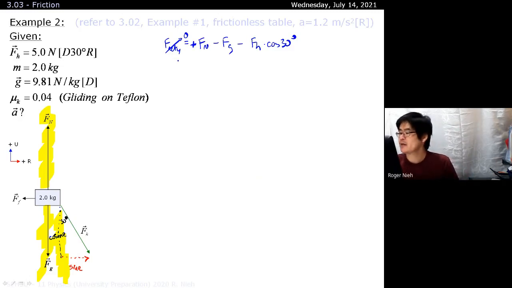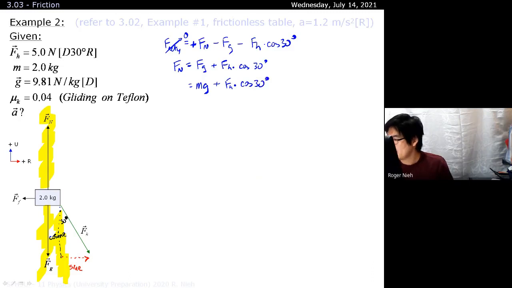Now we need to isolate for our normal force. Normal force is equal to all the terms brought over to the other side. So it's equal to Fg plus Fh times the cosine of 30 degrees. Fg is equal to mg. Again, we don't negate it because we've already done it at the beginning. So it's equal to mg plus Fh times the cosine of 30. And if you subbed in the values earlier, that's perfectly fine. So 2.0 kilograms times 9.81 meters per second squared, which has the same meaning as a Newton per kilogram, so I'll use that instead, plus the force of the hand of 5.0 newtons times the cosine of 30 degrees.